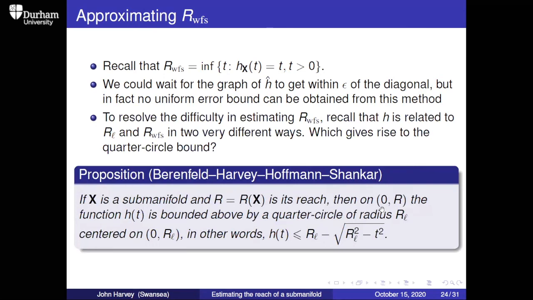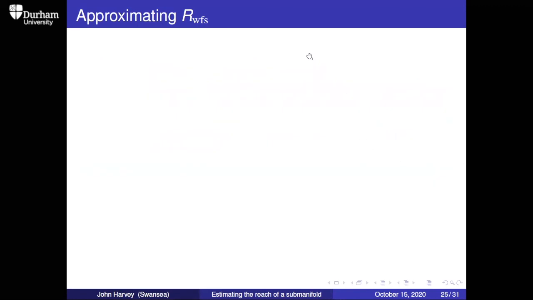So this proposition is just the original statement that there's a quarter circle band, but instead of the reach being the radius of the quarter circle, I'm now saying the local reach is going to be the radius of the quarter circle. So let me draw here what's going on. Let's say here's our graph.